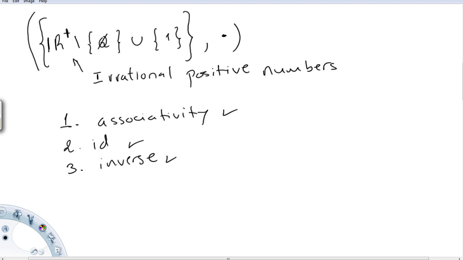Why? Because this set is not closed for this operation. If you pick the element square root of 2 times square root of 2, you get 2, and 2 is not in this set.